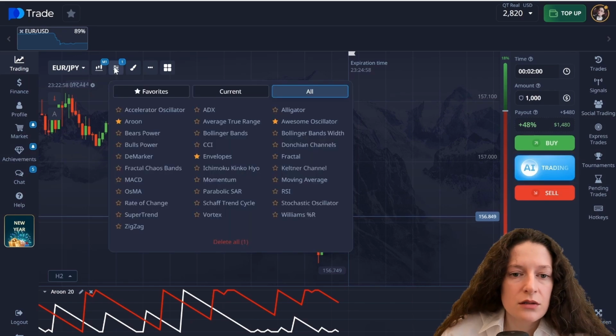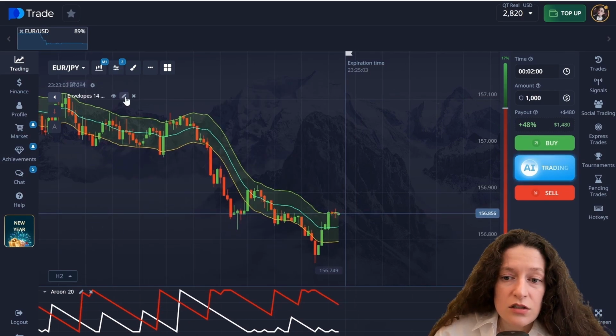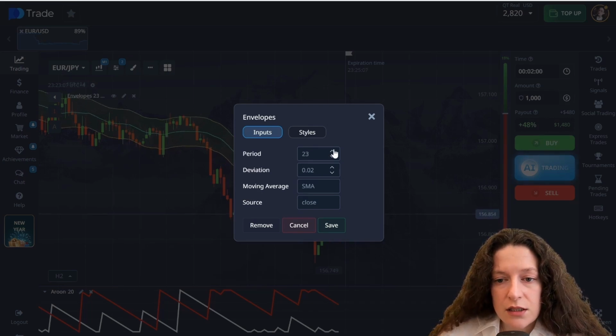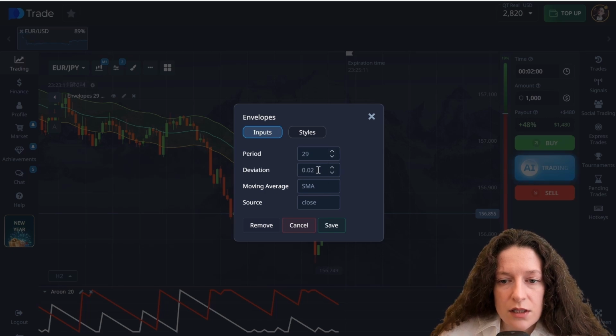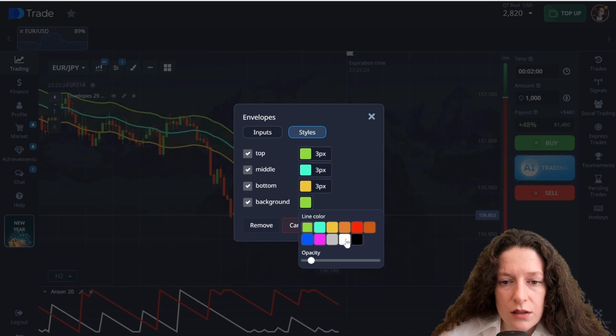The second indicator is envelopes. This also plays a big role in the method. Let's set the period to 29. Let's leave the rest of the parameters as they are by default. Color is green, blue, yellow, and background color white.